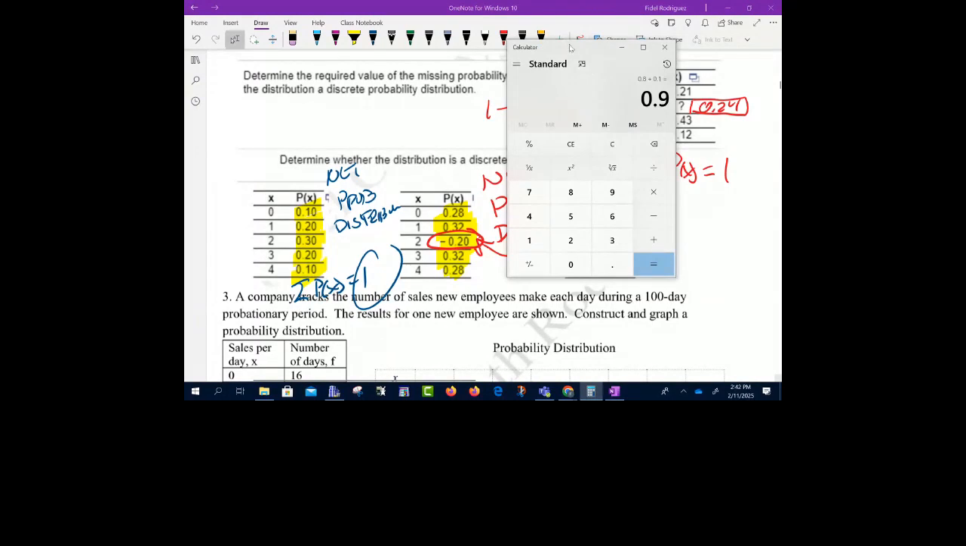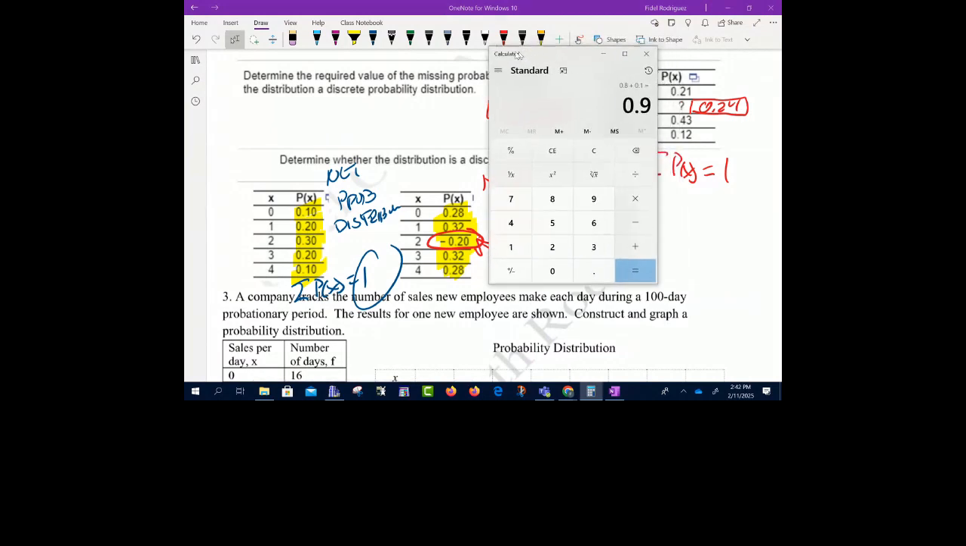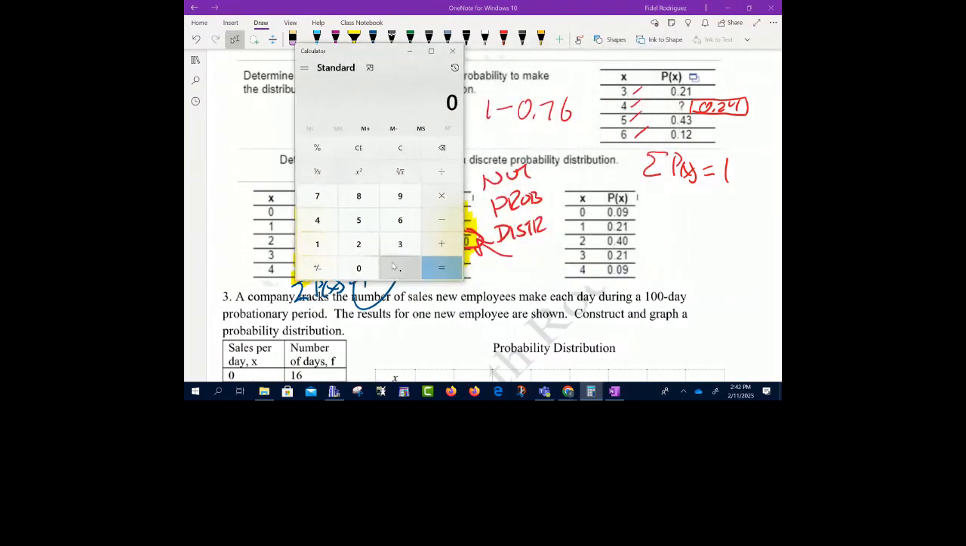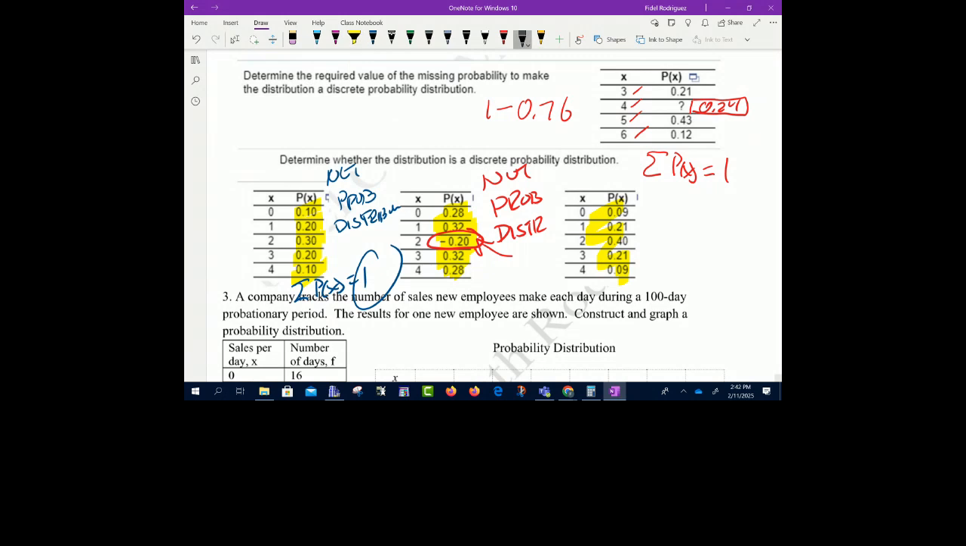Okay, let's try the last one. And let's see if that is a probability distribution. So 0.09 plus 0.21 plus 0.40 plus 0.21 plus 0.09. Boom, they add up to 1. Every number in my list is a number between 0 and 1. And we're going to say, yes, this is a probability distribution, right? Because all the numbers are between 0 and 1, and the whole thing adds up to 1, okay?